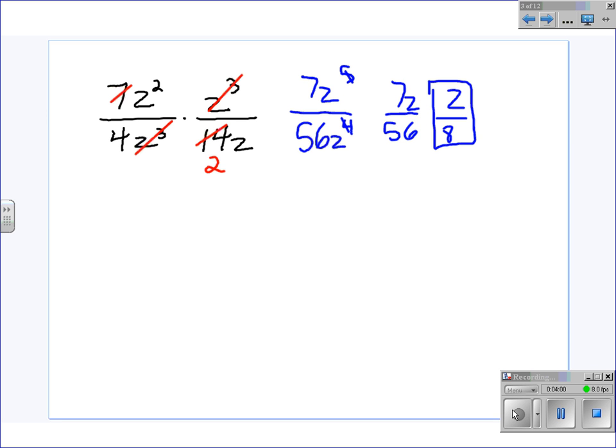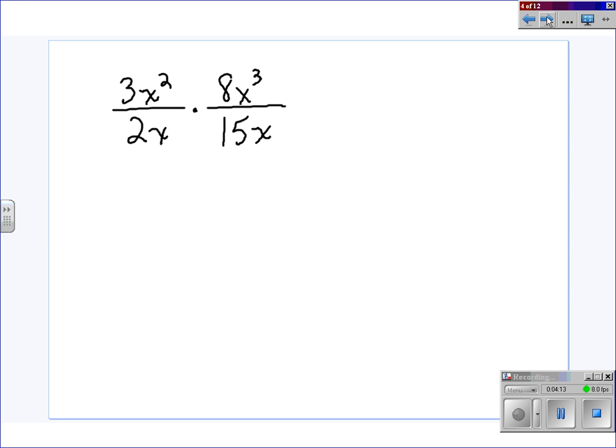Remember, we're canceling factors. We don't cancel something that's part of an addition or a subtraction expression. Binomial factors, we have to cancel the entire binomial factor.